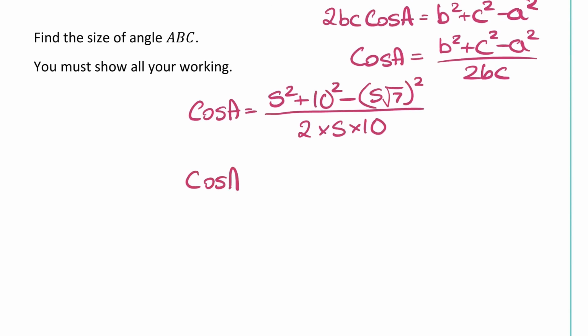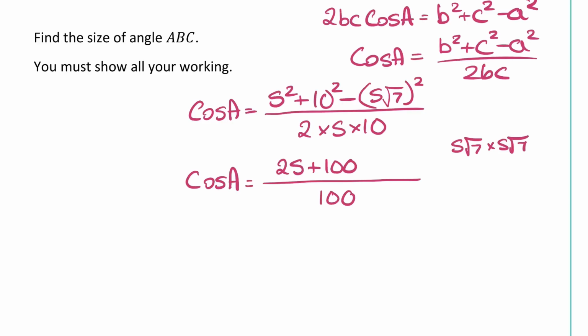We need to fix all of that then, so let's see what that looks like. So cos A equals 25 plus 100. I'm going to deal with that 5 root 7 squared in just a minute. 2 times 5 is 10, times 10 is 100 on the bottom. And now I need to work out this 5 root 7 times 5 root 7 to the side. 5 times 5 is 25, so that's 25 times 7. I'm going to take my time working that out. 4 times 7 is 100, plus an extra 3 of them, so that's 175. So that is minus 175.